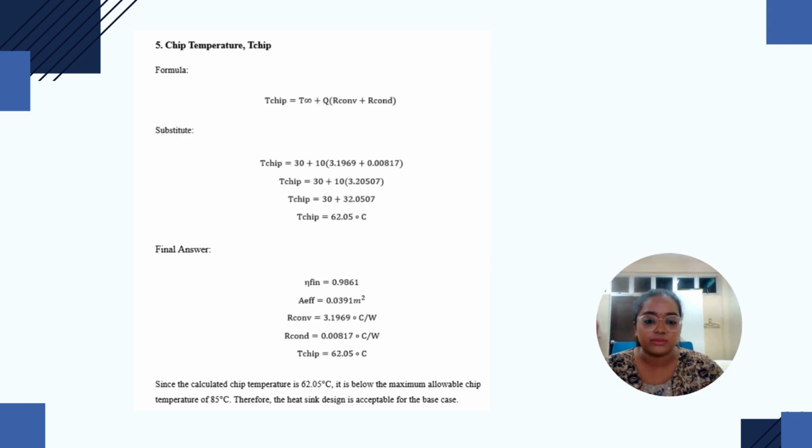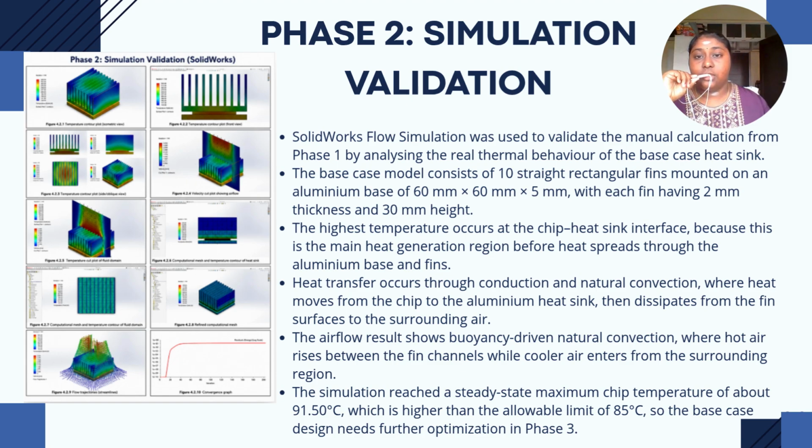in phase 2. In phase 2, SolidWorks flow simulation was used to validate the manual calculation results from phase 1. The purpose of this simulation study is to study the actual thermal behavior of the base case heat sink under natural convection condition. This base case model consists of 10 straight rectangular fins mounted on an aluminium base with a size of 60 mm by 60 mm by 5 mm. Each fin has a thickness of 2 mm and a height of 30 mm.